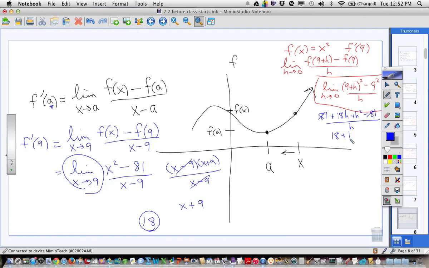We'd have 18 plus h. Plug a 0 in for h. We'd have got 18. Now, which one's easier? I don't know. But they both give the same answer. Okay? It just looks different. Just looks different. All right.